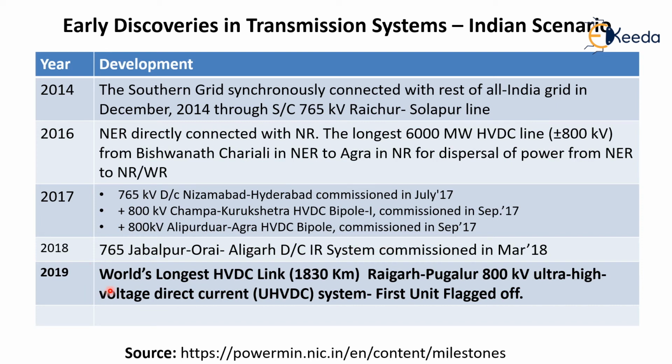And in 2019, the world's longest HVDC link, the first unit is flagged off. If this project completes, we will be having one of the world's longest HVDC links, of about 1,830 kilometers, from Raigarh to Pugalur, an 800 kV ultra high voltage direct current system.